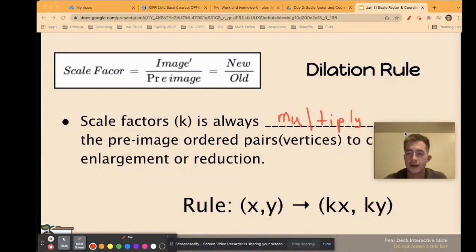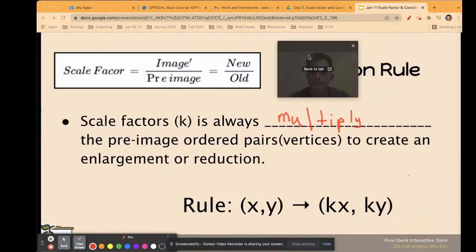So this rule down here that you'll see, let me move my face again. The rule, if I take an x and y value as an ordered pair, I multiply it times k. So that's why k is next to x, that's why k is next to y, because we're multiplying times the scale factor to get our new coordinates.